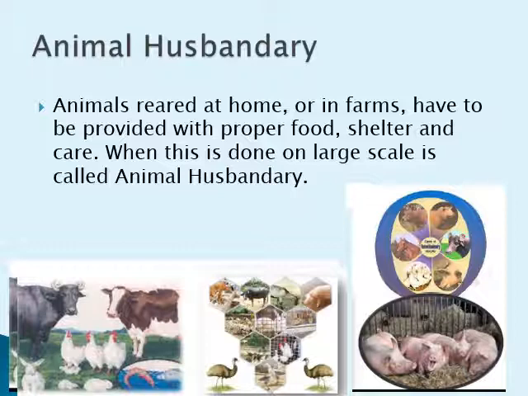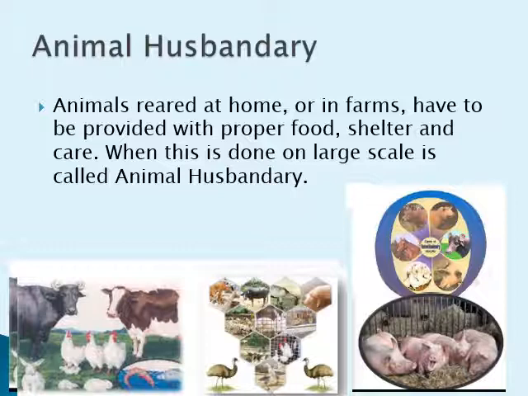So in the picture, you can observe how the different animals are being raised so that the products from them can benefit mankind. Now there are different types of animal husbandry: dairy farming, poultry farming, fish farming, as well as beekeeping.